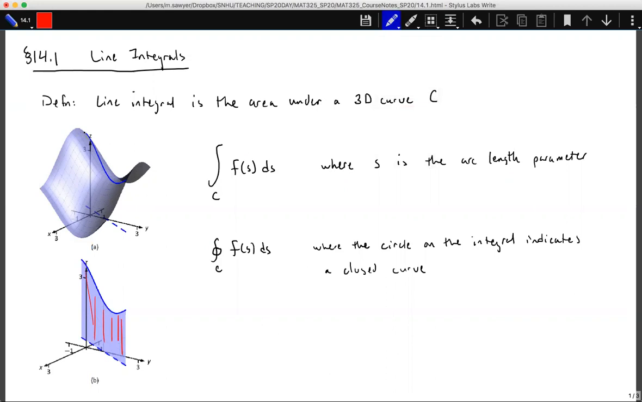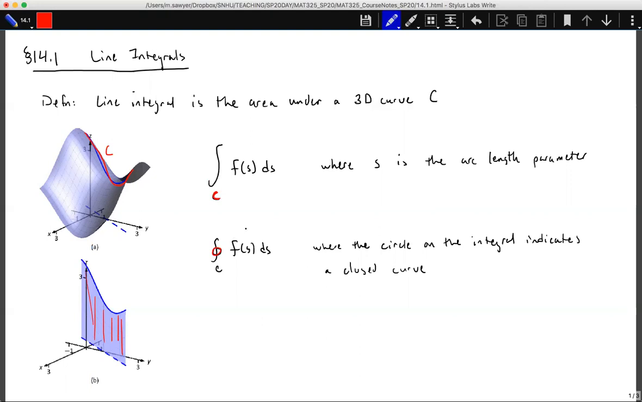So if we have some curve along the surface here, this is our curve C, then the line integral gives the area underneath that curtain. We indicate the line integral as the integral over C of f of s ds, where s is the arc length parameter. If C is a closed curve, we indicate this with a little circle around our integral as our closed integral, again with f of s ds.